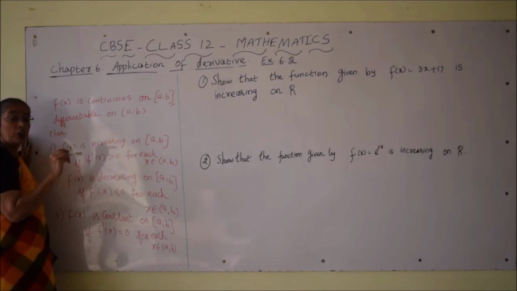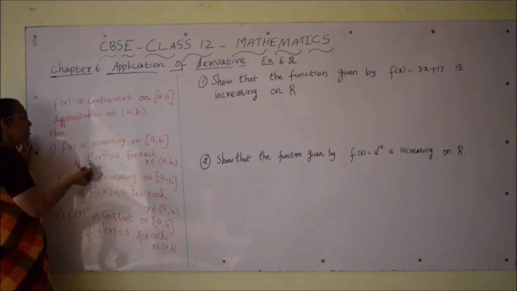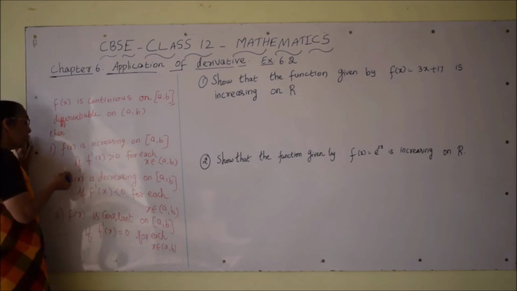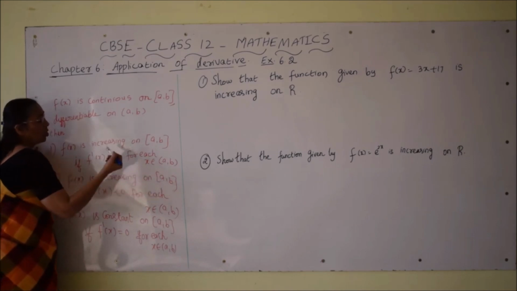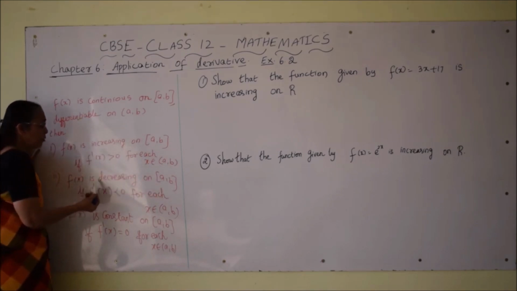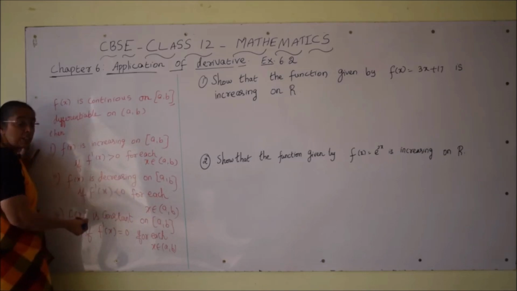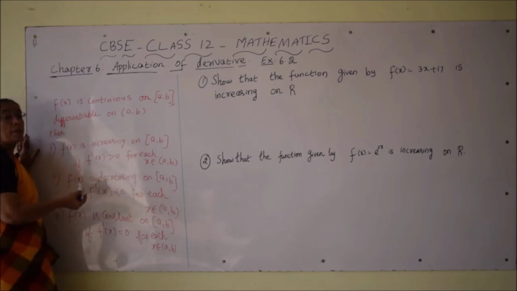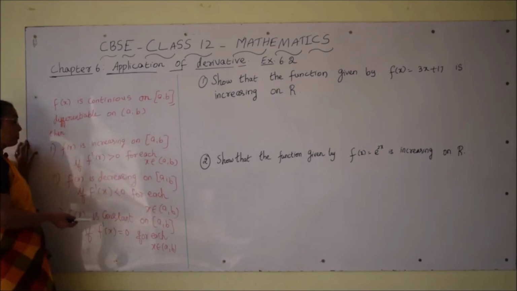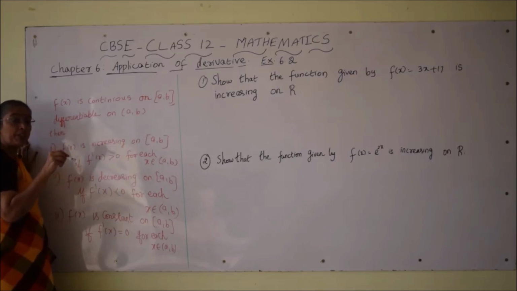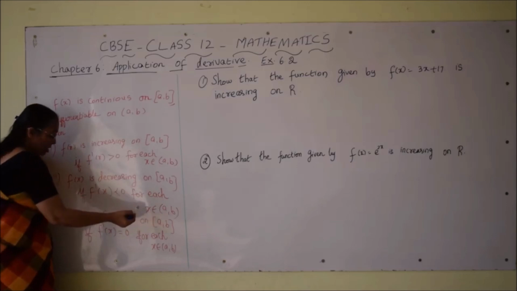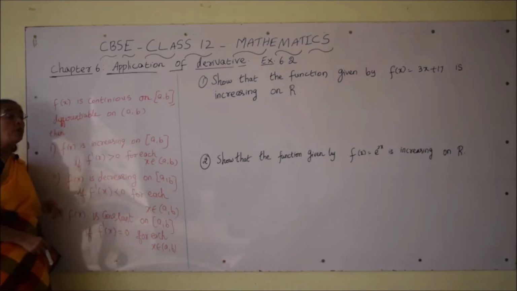So, to show the given function is increasing, we have to prove that its first derivative is greater than 0. f(x) is decreasing on the closed interval [a, b] if f'(x), its first derivative, is less than 0 for each x belonging to the open interval (a, b). So, to show the function is decreasing, you should show that its first derivative is negative, less than 0. It is constant if f'(x) equals 0.